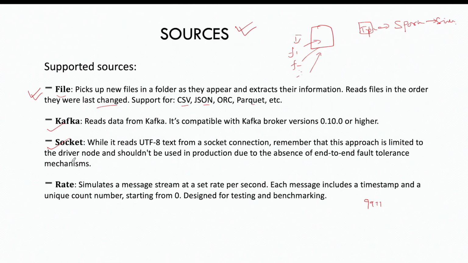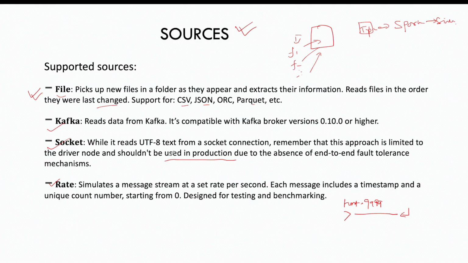The third one is Socket, and the fourth one is Rate. Socket and Rate are mostly used for testing. Socket is something where, let's say, you have created a socket connection to port 9999 on some host, and then there is a terminal where you are writing some messages and pressing enter. All of these messages, whatever you are typing, can be captured by Spark, and whatever action you want to take, you can take on those messages. It is only for testing purposes and should not be used in production systems.